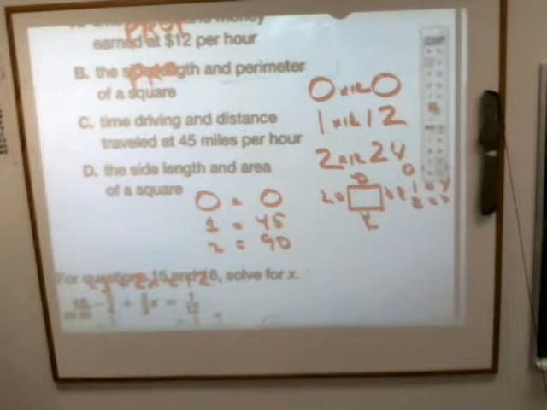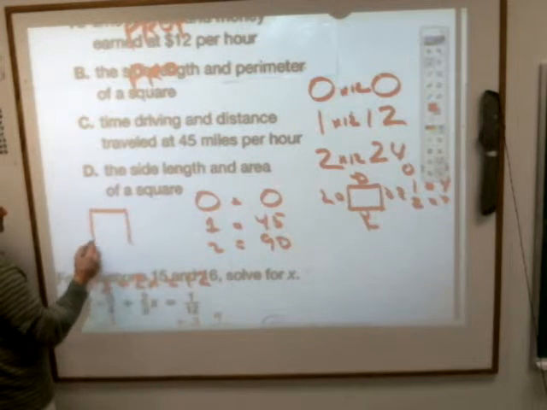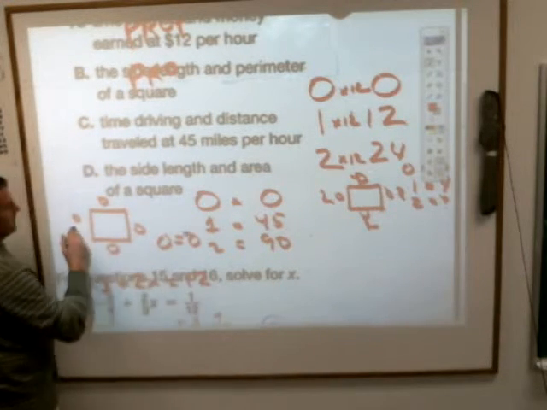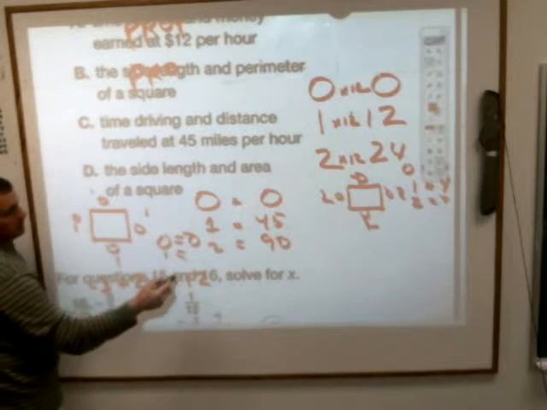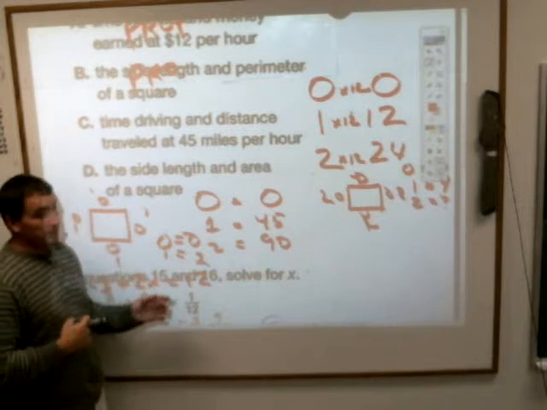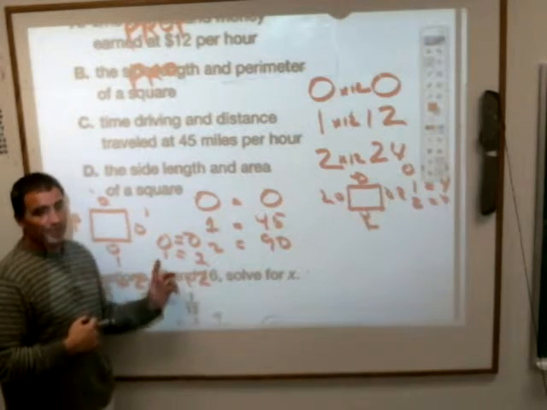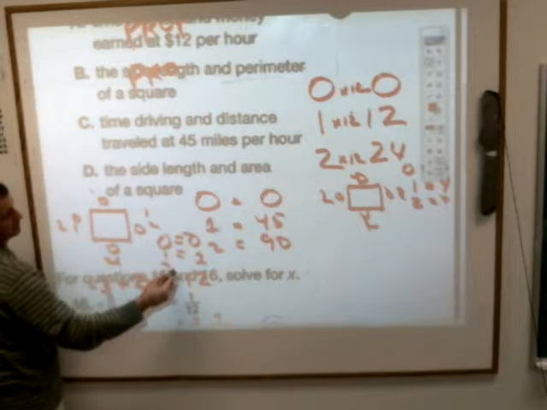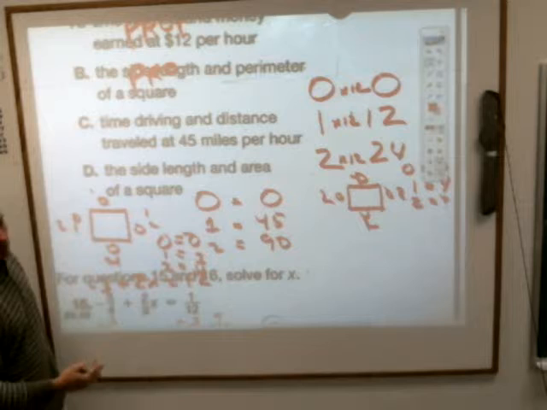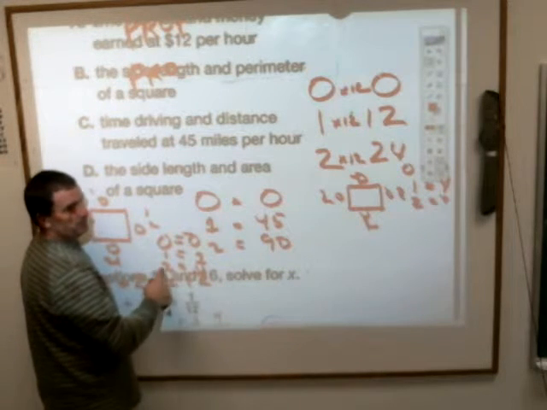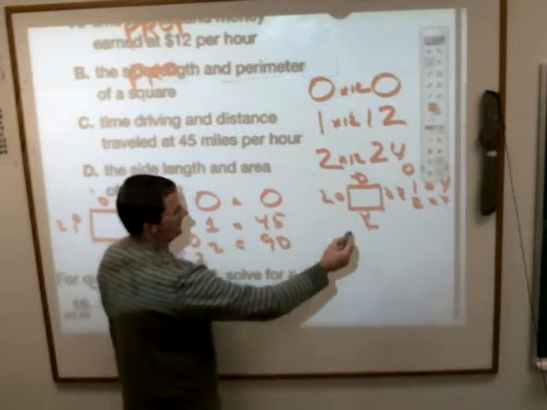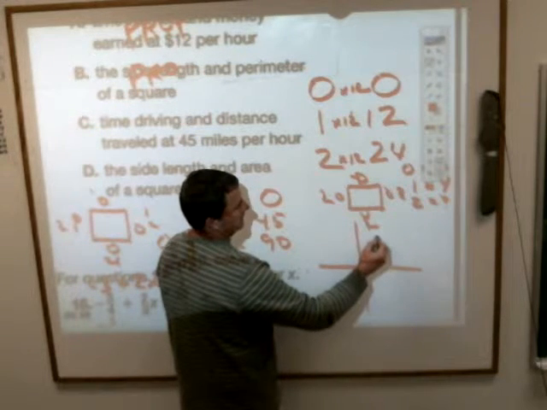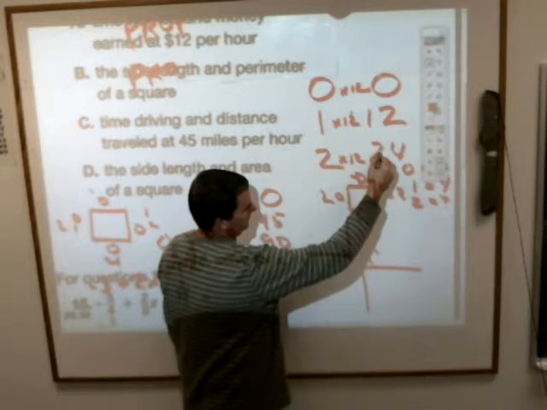The side length and area of a square. So here's my square again. Well, let's do it. If your side is 0, your area would be 0. If your side is 1, your area is 1. That tells you in order for this to be proportional, your factor would have to be 1. Whatever this number is, that number has to be times 1. If you put 2 in, 2 times 2 is 4, but 2 times 1 should have given you 2 if it were proportional. If you would actually graph that, it would look like this: 0, 0, 1, 1, 2, 4, 3, 9, 4, 16, 5, 25.